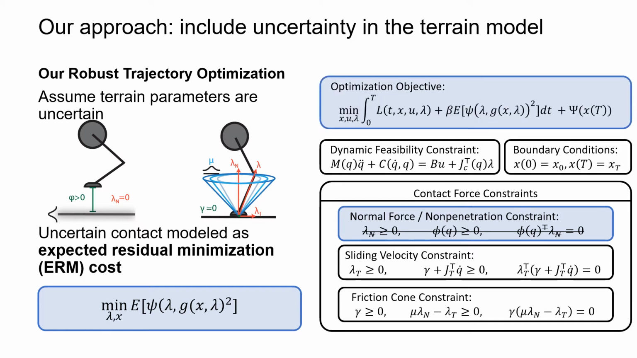Then we add the expected residual to our optimization cost function in a weighted sum and solve the resulting trajectory optimization problem. Throughout our work, we compare the results from our ERM approach to those generated using the traditional contact implicit approach with the expected values of the terrain parameters.